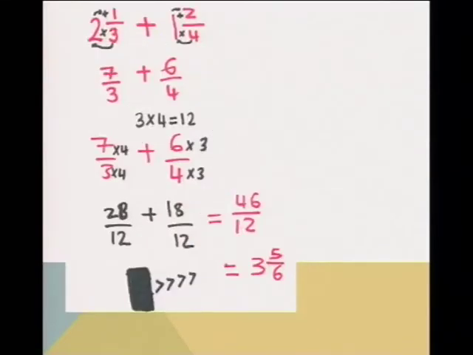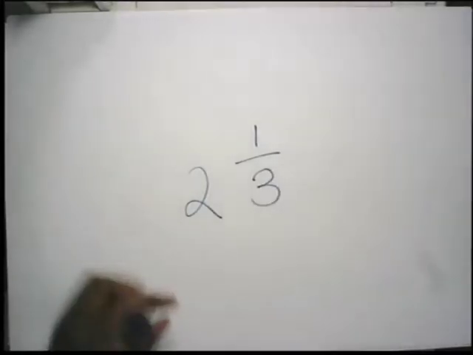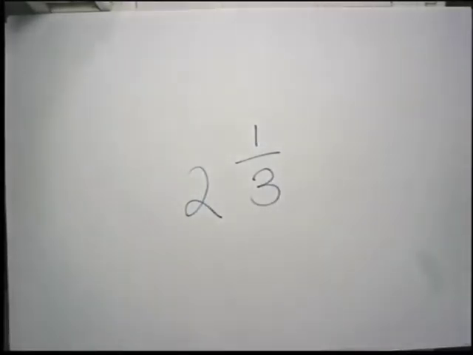Okay? If you are given mixed numbers, the rule still remains the same. But here, what I can advise you to do is make sure you change the mixed fractions into improper fractions so that you get rid of the whole number part. How do we change our mixed fractions to improper fractions? For example, we have 2 1 over 3. How do we change this to an improper fraction?